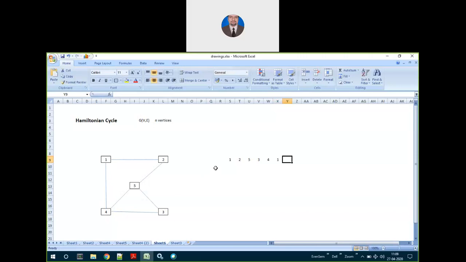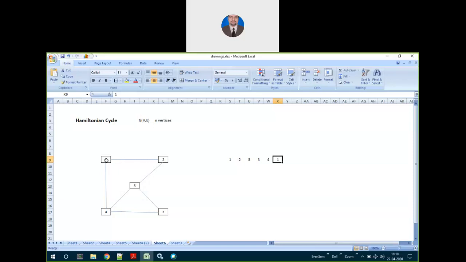So what I have done here is I have started from vertex 1, and gone 1 to 2, 2 to 5, 5 to 3, 3 to 4, and 4 to 1. When I started from 1 and continued visiting all other vertices exactly once, after visiting the last vertex I could come back to the starting vertex. So this particular path, 1, 2, 5, 3, 4, 1, is said to be a Hamiltonian cycle.